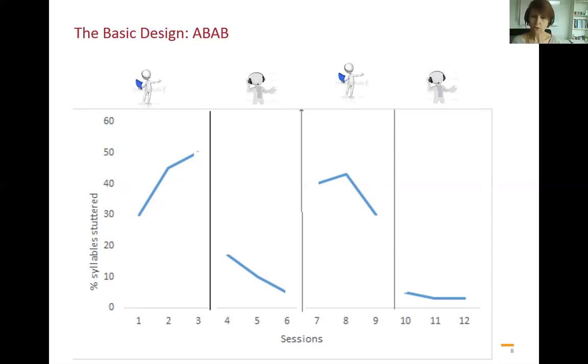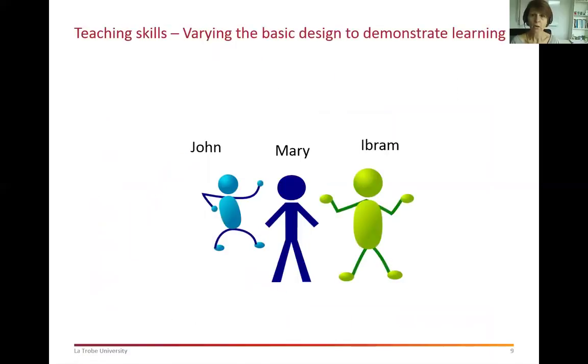So to deal with this, we use a variation of this reversal design or the ABAB design. So we're trying to vary the basic design so that we actually can demonstrate learning, but also demonstrate that it was the intervention that caused it. So let's take three individuals who are very different from each other, John, Mary, and Ibram. And they're different ages, they're different genders, and they're different cultures, and they may have other differences. So they're not very good candidates for a group because they're so different. And also it may be really hard to find enough participants who have the same problem that they have, which in this case is very delayed language.